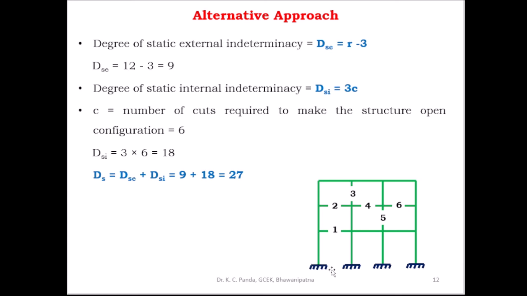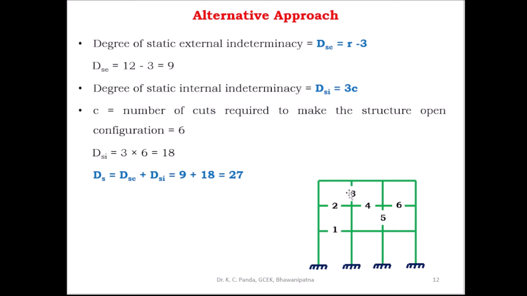So here you see 3 reactions, 3, 3, 3. The total number of reactions is equal to 12. So dse is equal to 12 minus 3, which is equal to 9. So the degree of static external indeterminacy is equal to 9. Then find out the degree of static internal indeterminacy. This is the equation, dsi is equal to 3c, where c is the number of chords.